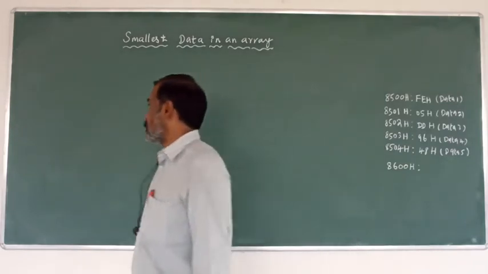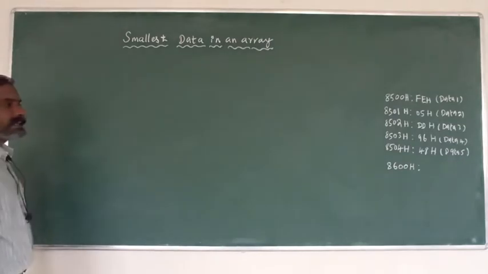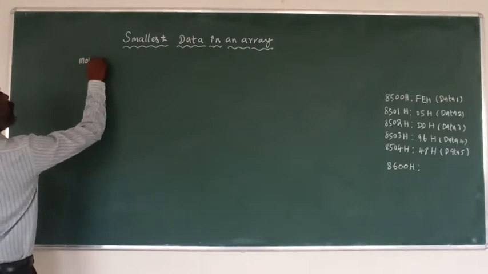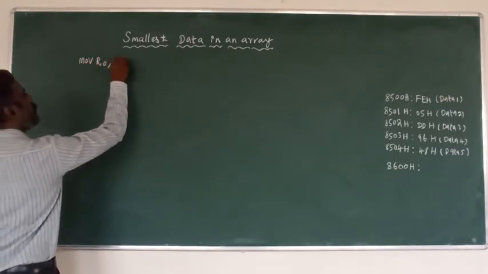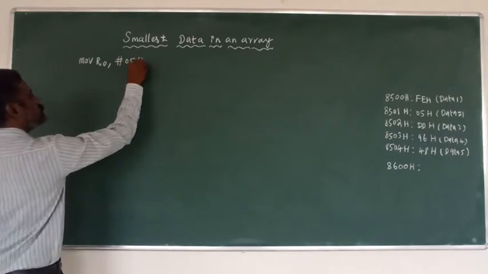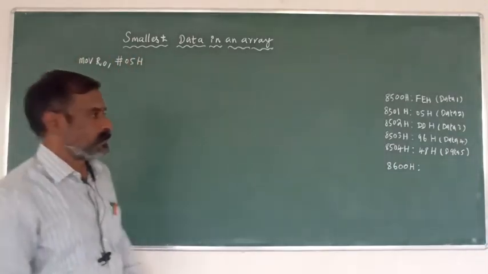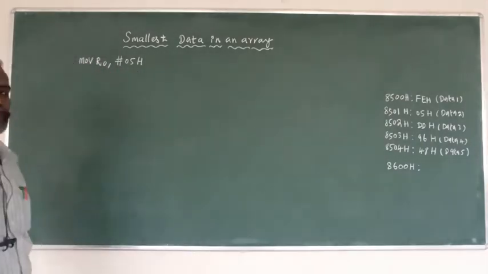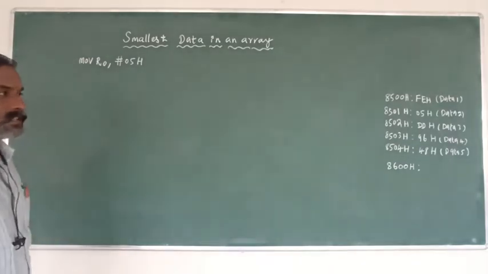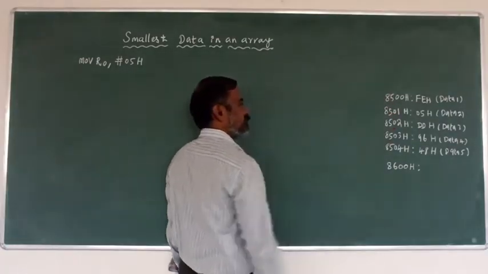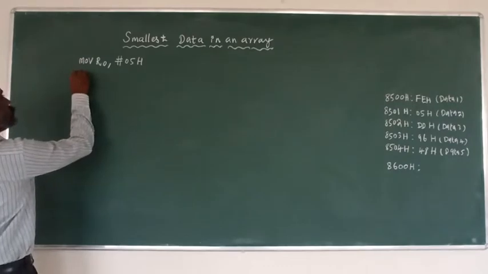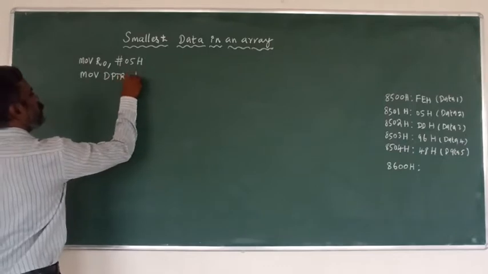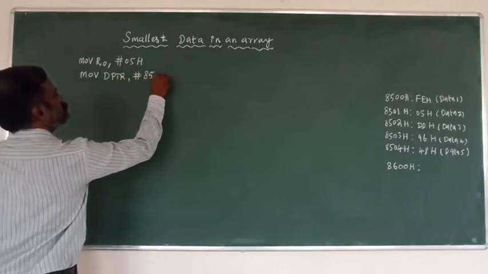Okay. First, we have to initialize the number of data, the counter. MOV R0, #05H. This is the number of data: 1, 2, 3, 4, 5. Okay, 05 is moved into the R0 register. Now to initialize the external memory address, for that we can use MOV DPTR, #8500H.